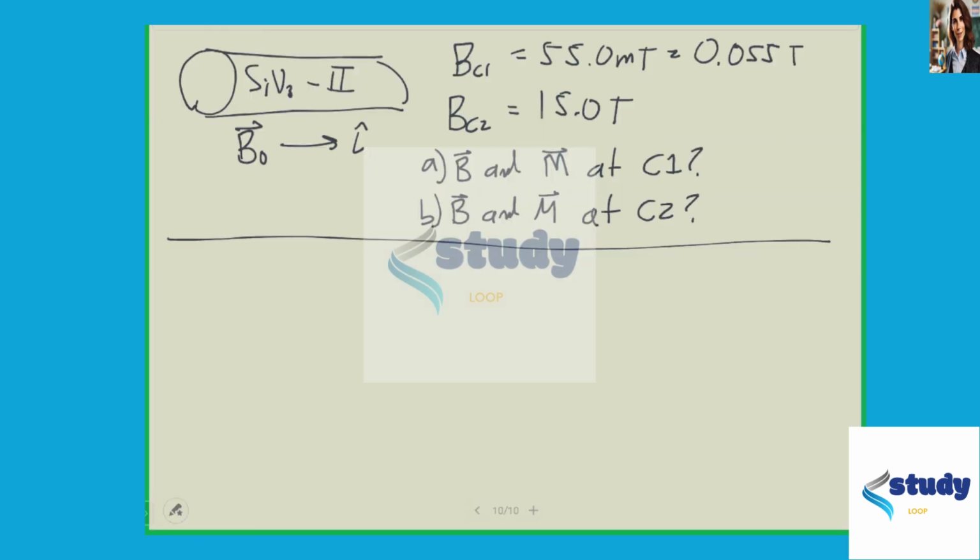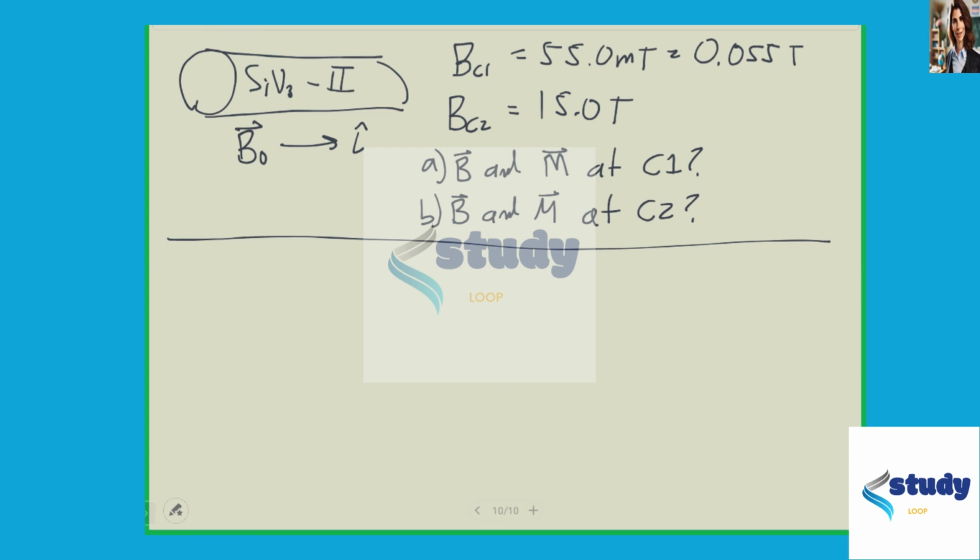So we have this silicon type 2 superconductor. We're given the two critical magnetic fields. There's an external field here that's pointing in the x direction, so I've got this I hat here to indicate the x direction. And what we want to figure out is the magnetic field and magnetization when the flux just begins to enter the material in part A, and in part B, the magnetic field and magnetization at which the material becomes normal phase.